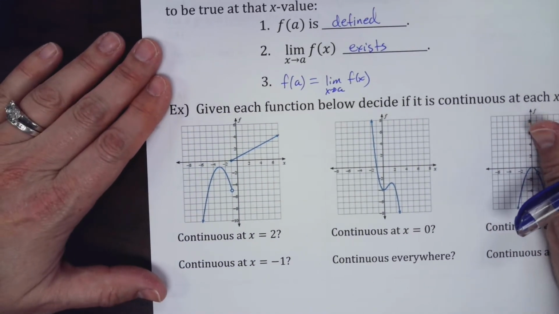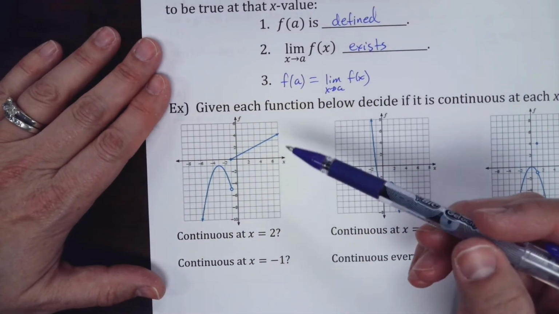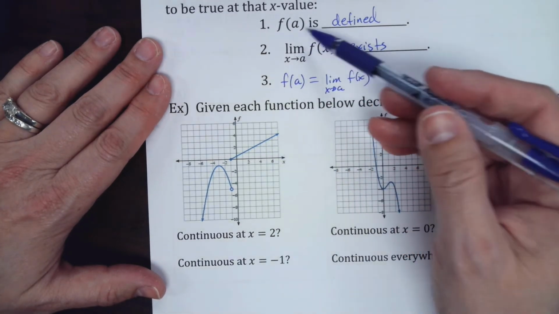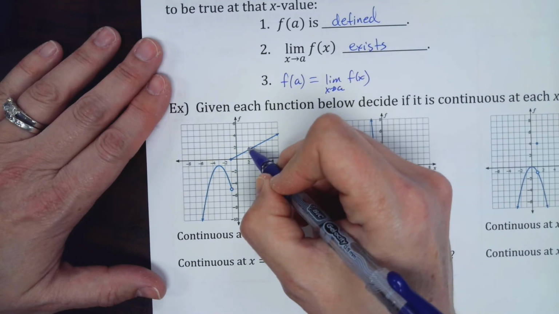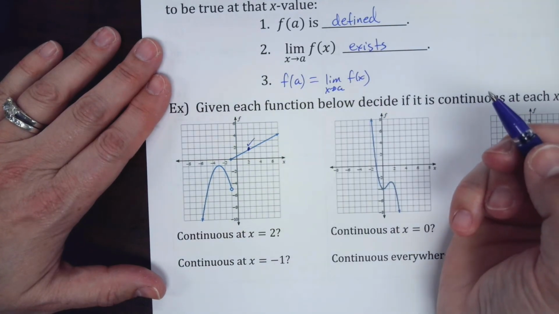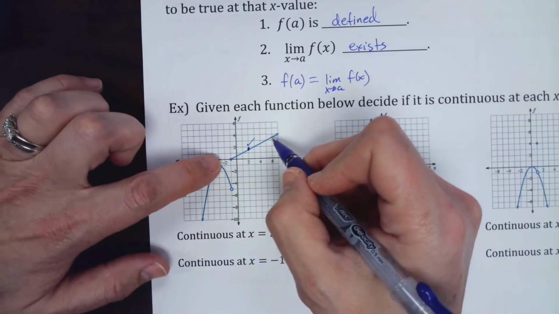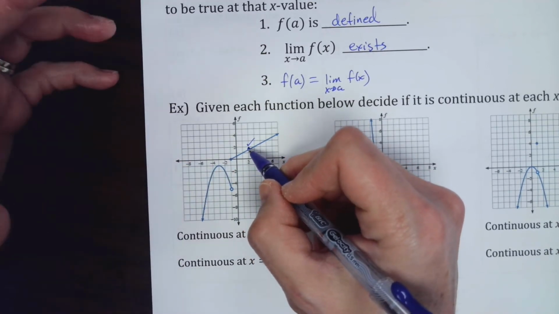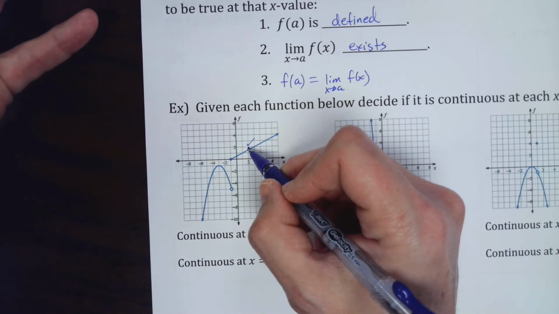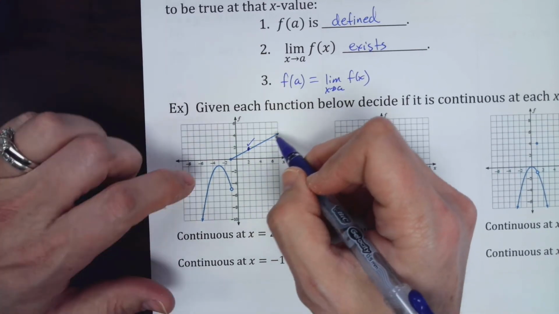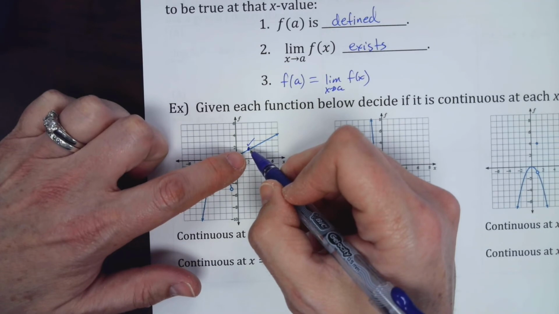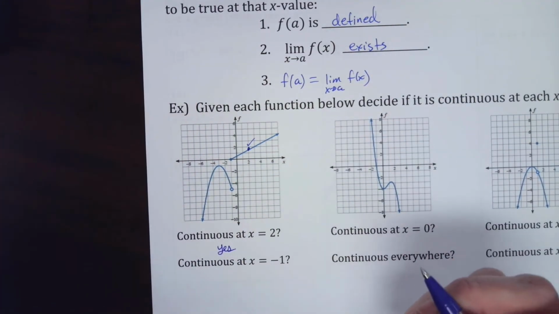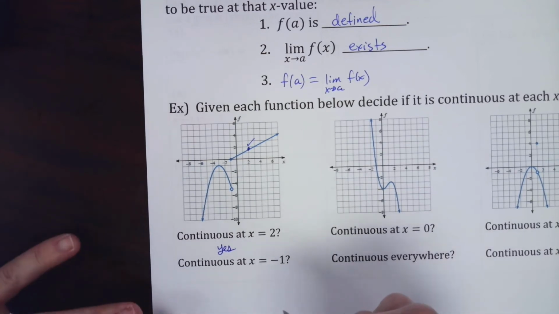All right, so let's look here at this graph at x equals 2. So 2 is over here, so let's check it out. Is f of a defined? Yep, I see an answer right there. Step 1 done. The limit, does it exist? Yes, the limit looks like it's coming to about 1.4, 1.6, something like that. And the limit and the function match each other. So it is continuous at x equals 2. All my 3 rules were met, and you have to mentally think of those things.